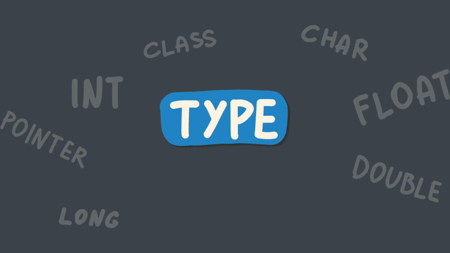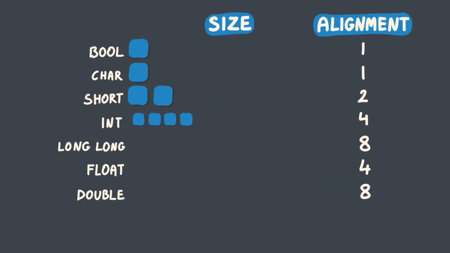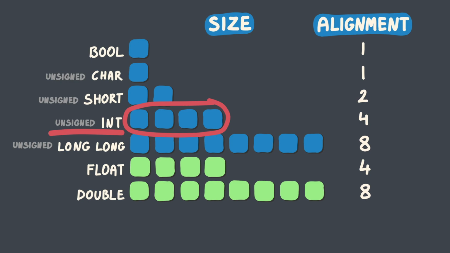Each object type in C++ has a property called alignment requirement. The alignment, similarly to the type size, is implementation dependent. Here you can see some of the fundamental data types and their corresponding alignment requirements that are most common. The alignment is the same for unsigned types. For example, an int or unsigned int has the size of 4 bytes, and their alignment is also 4 bytes.